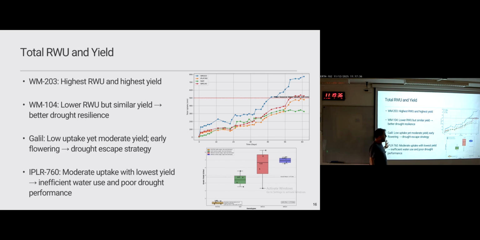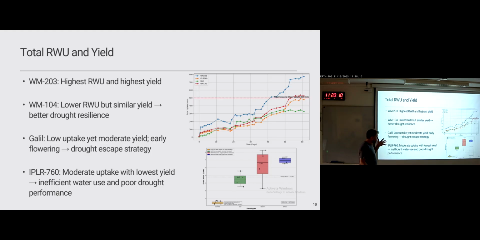The Galil, despite the fact that this is the genotype that took the lowest amount of water, in terms of yield, you can see moderate yield. So it's not like the IPLR, right? The IPLR took the same amount of water as the 140, but the yield is really bad, really low. So we can see inefficient water use and really poor drought performance.